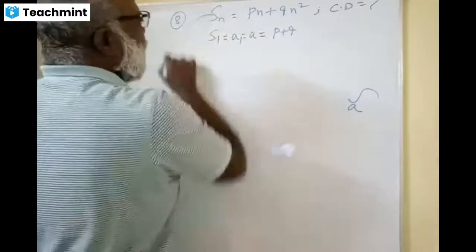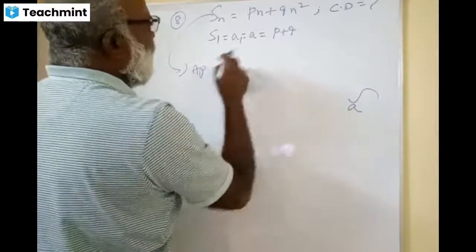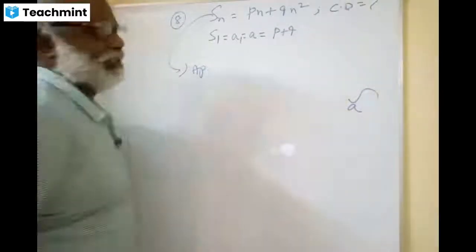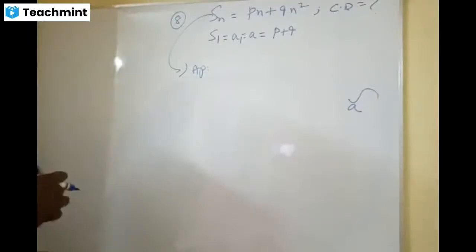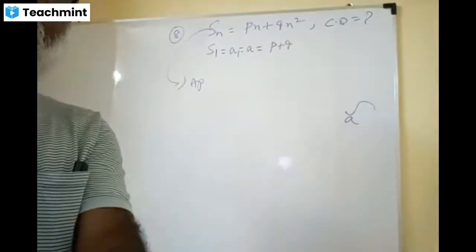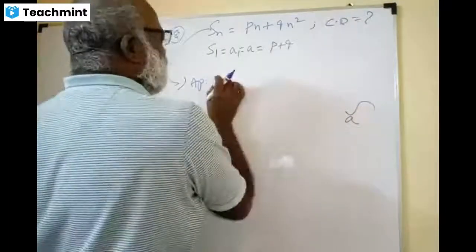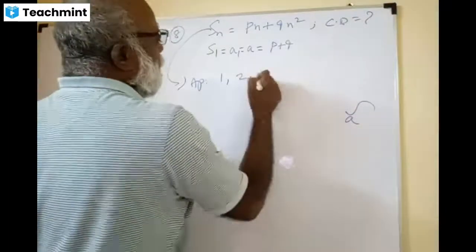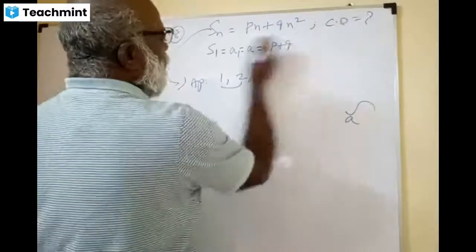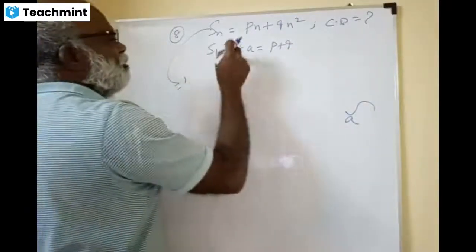The basic story is that you have to write the AP. If you write the AP as A, A plus D, you can get the common difference. Analyze it, please. What is given and what to do. Friends, D is the common difference of the AP. Suppose 1, 2, 3 is there, D is 1, right?